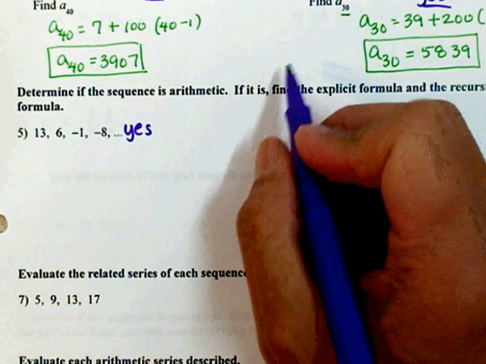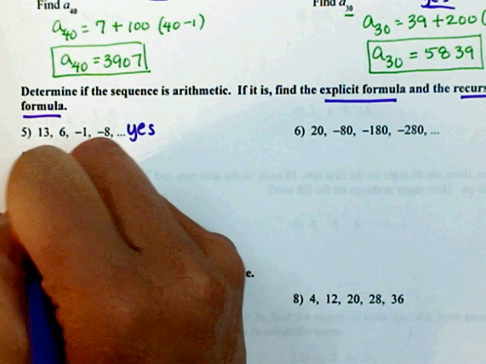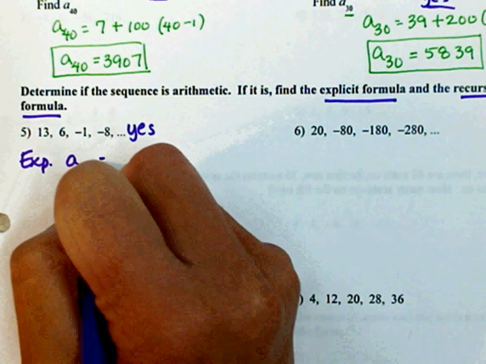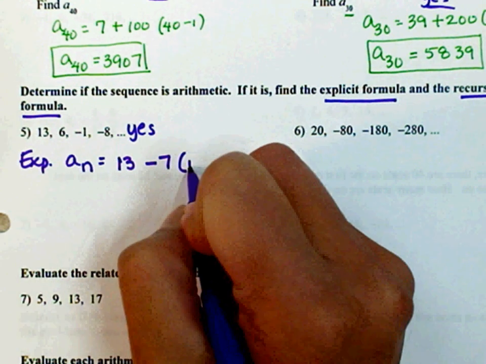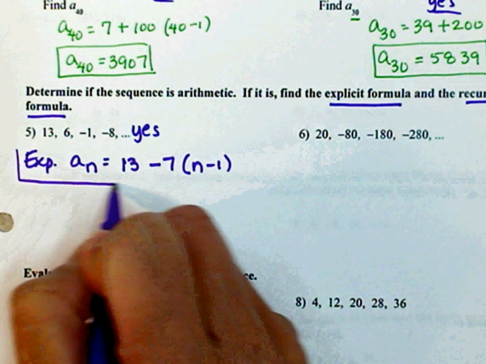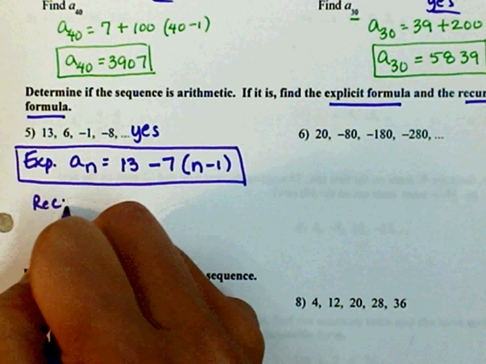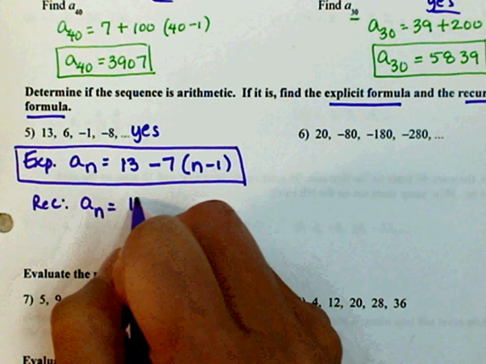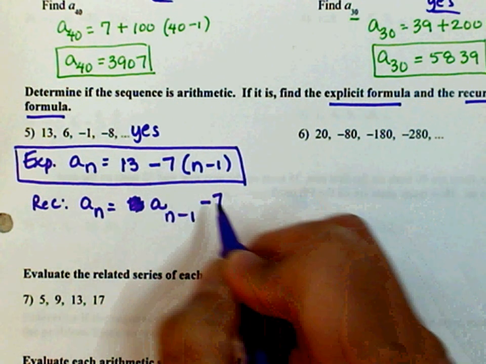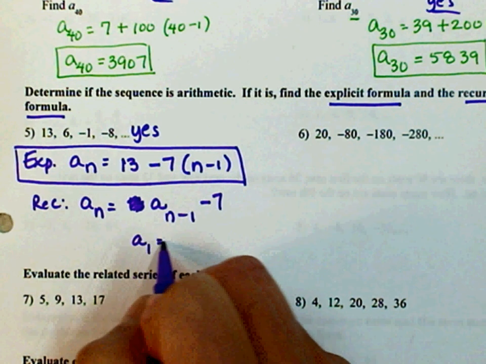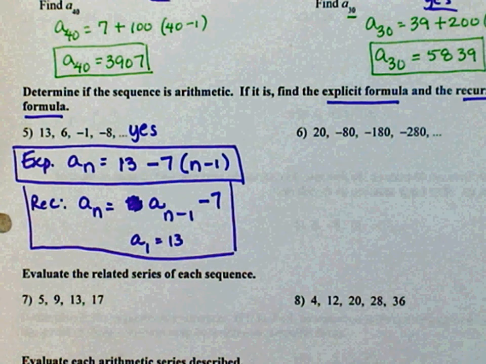And then the direction says find the explicit formula and then the recursive formula. So your explicit formula will look like this. A sub n, this is a formula. First term is 13 minus 7, n minus 1. And there you have your explicit formula, okay? The recursive formula looks like this. A sub n equals A sub n minus 1, your d is negative 7. Do not put parentheses around it. And your first term is 13. And there you have your explicit and your recursive formula.